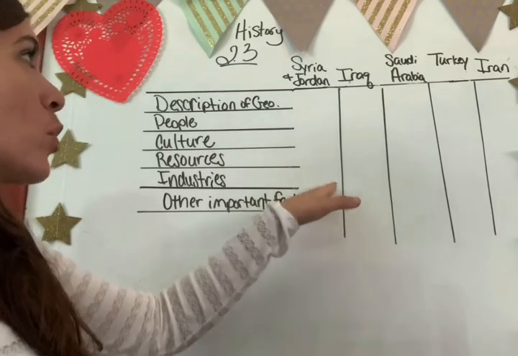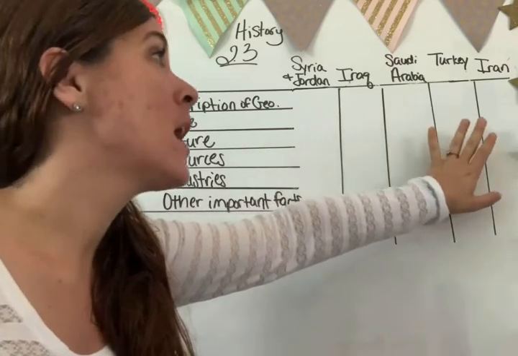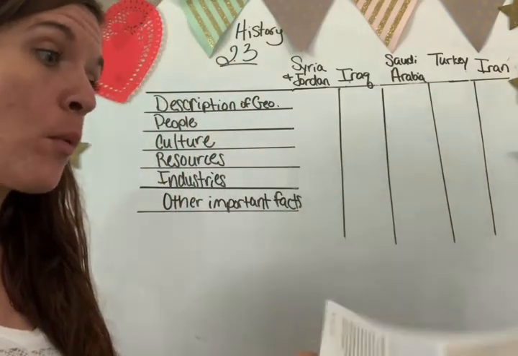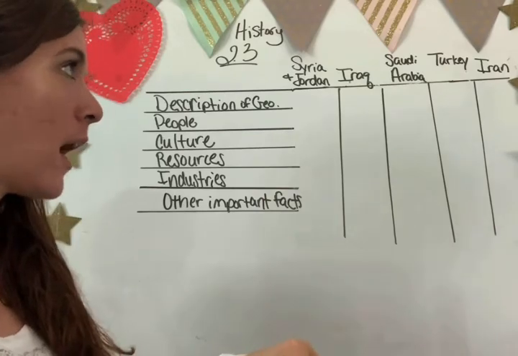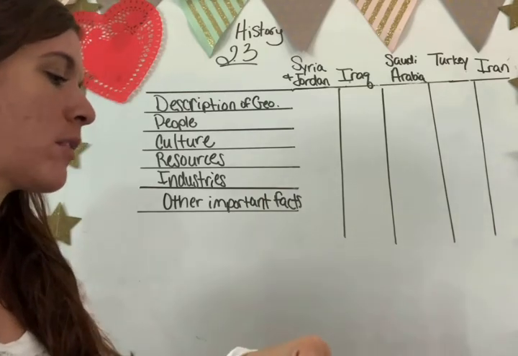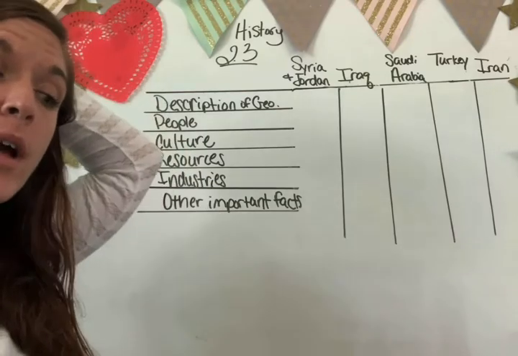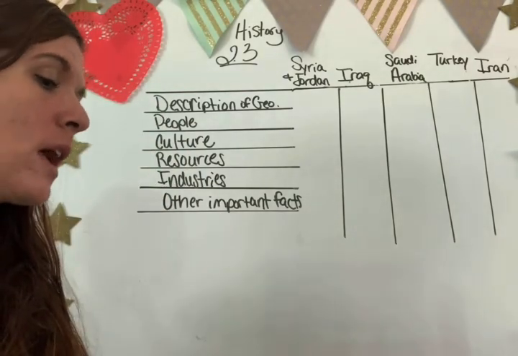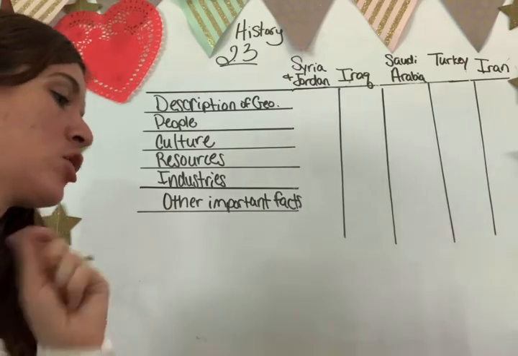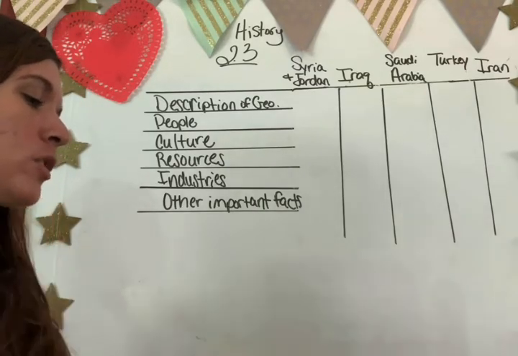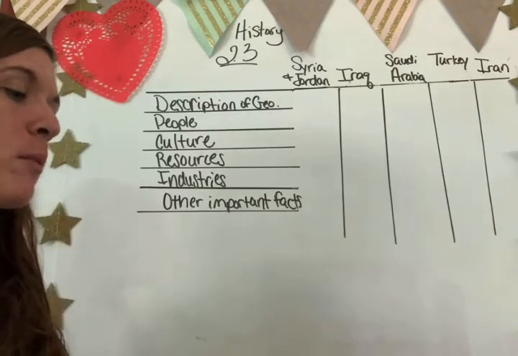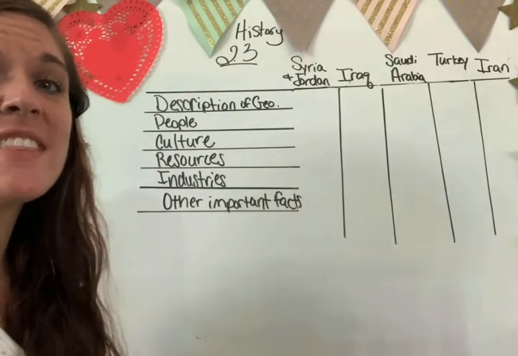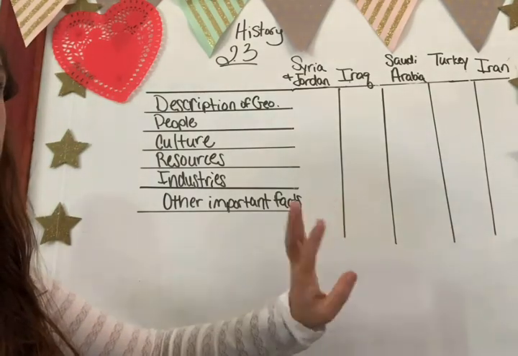You have Syria and Jordan, Iraq, Saudi Arabia, Turkey, Iran, and they even mentioned a couple more. They even mentioned more of the Transcaucasian republics, such as Georgia, Armenia, Azerbaijan. And they mentioned Kuwait, Bahrain, Qatar, the United Arab Emirates, Oman, and Yemen. Okay, but these are the ones that they focus on, these 5 right here.